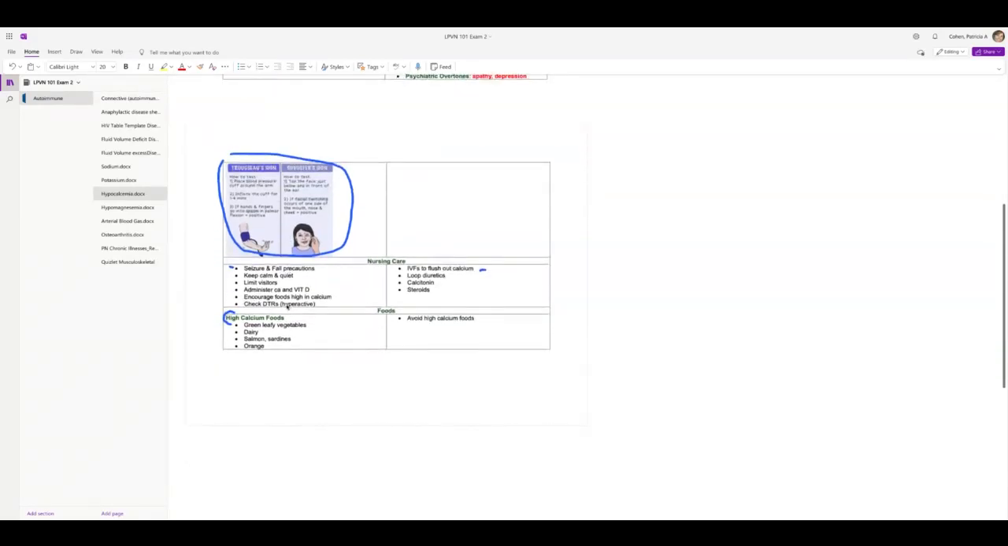All right, so the nursing care: they'll be on seizure precautions because they could seize from this, and fall precautions. Keep them calm and quiet because they have tetany, anxiety. Okay, limit visitors. Don't let more than 2 in a room at a time. Encourage foods high in calcium, and check their deep tendon reflexes.